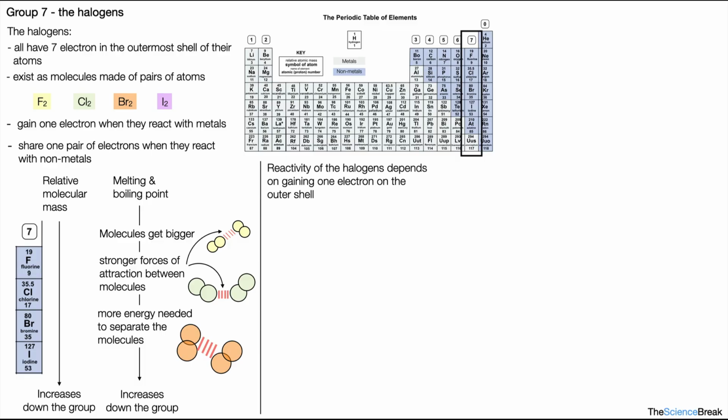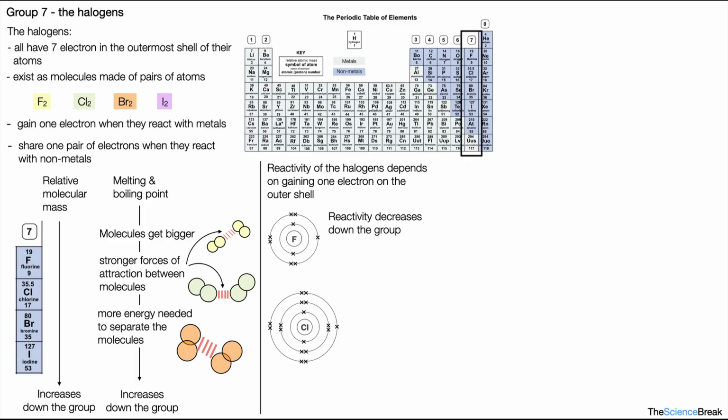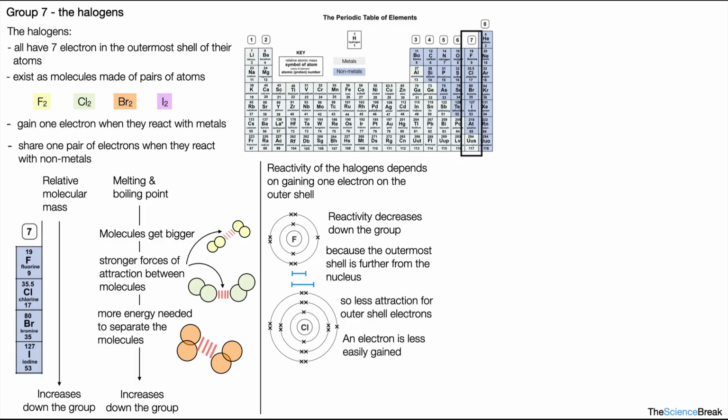The reactivity of the halogens depends on gaining 1 electron on the outermost shell. Here's fluorine, here's chlorine. The reactivity decreases as you go down the group. This is because the outermost shell is further away from the nucleus. You can see that distance is bigger as you go down the group, so that means there is less attraction for the outer shell electrons. That means an electron is less easily gained. This makes less chance of gaining an electron, so the halogen becomes less reactive as you go down the group.